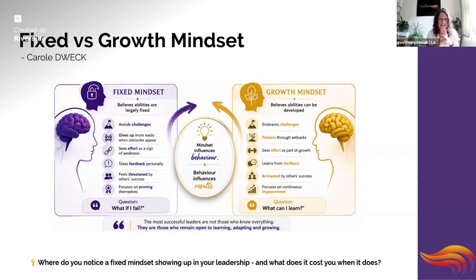I want you to pay attention to this as we move through each module, because the most successful leaders are not those who know everything. They're the ones who remain open to learning, adapting, and growing. Being okay with saying, I don't know, and asking questions. Being okay with not getting things right first time, but leaning into trying things that are different.